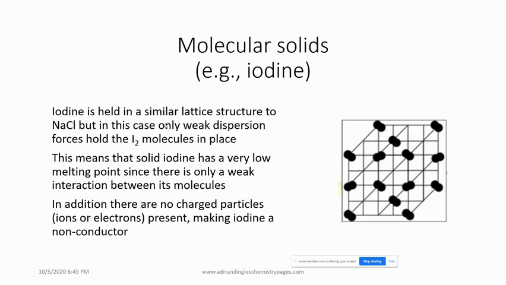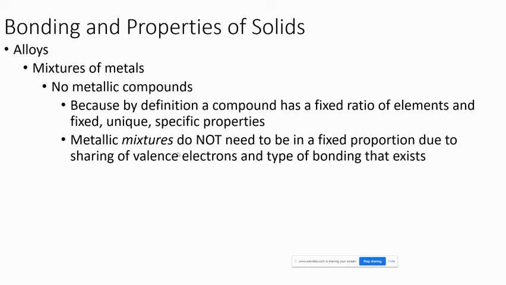Again, similar lattice structure to NaCl, but because of the weak dispersion forces here, there's no hydrogen bonding, there's no polarity, nothing like that. So because of that, it has a very low melting point, and it's a non-conductor. Then we had alloys.